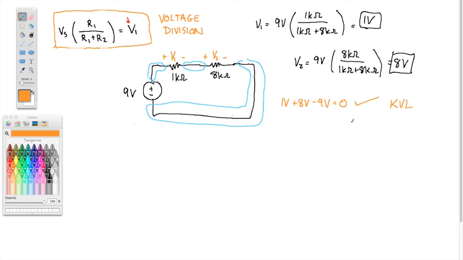Alright, so I'm going to erase this. Pause the video if you feel the need. The next problem is the dual of what we just looked at. This is going to be current division, but also we're going to look at parallel resistors and current division.